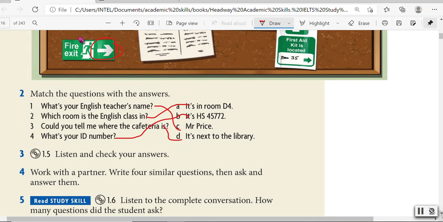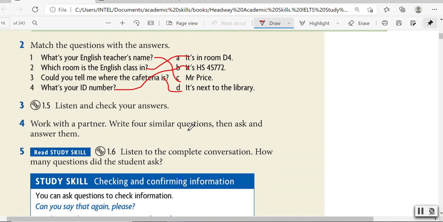Okay, work with a partner. Write 4 similar questions, then ask and answer them. I will ask 4 questions for you and you can answer them by yourself. And also, you must write down 4 questions and you can ask your friend.